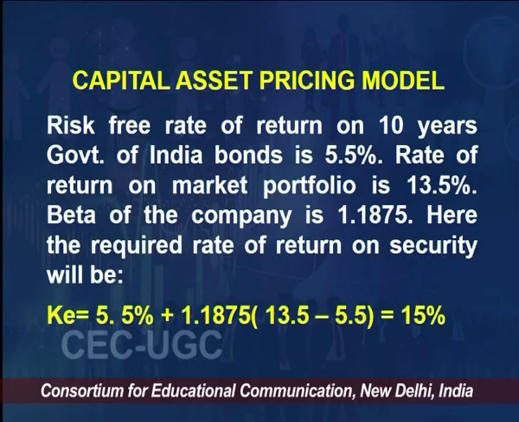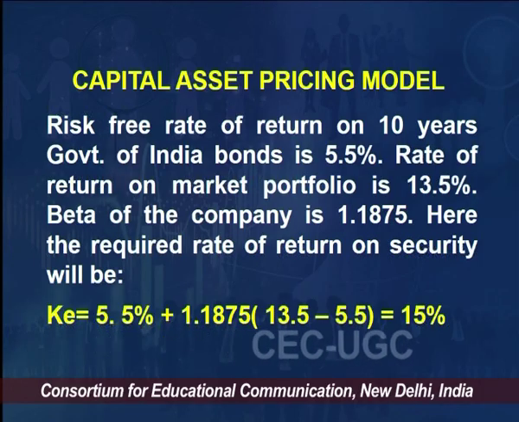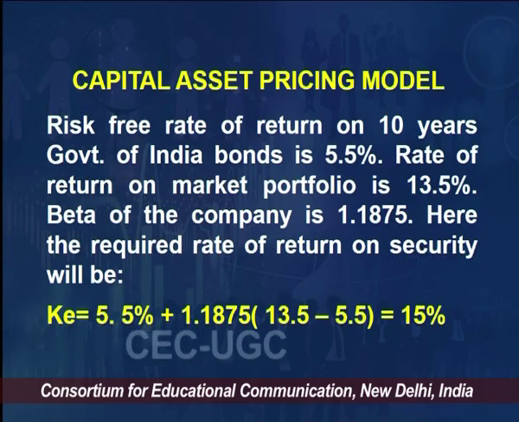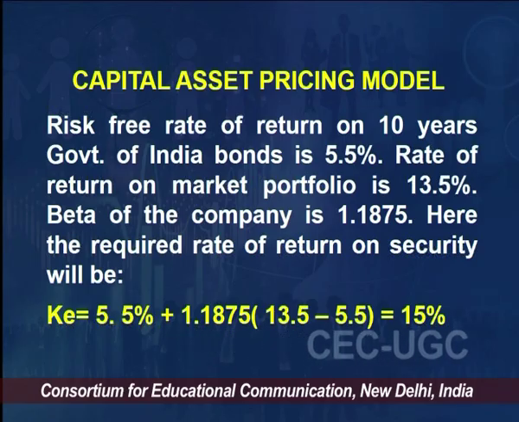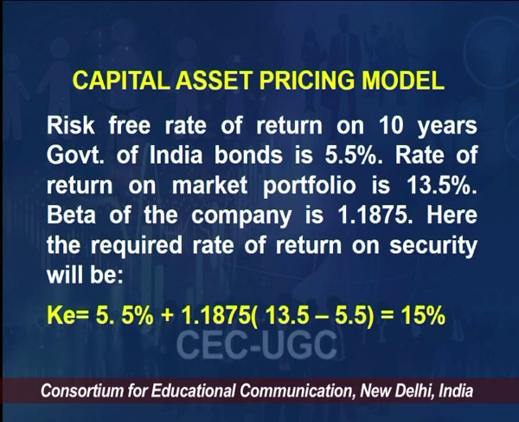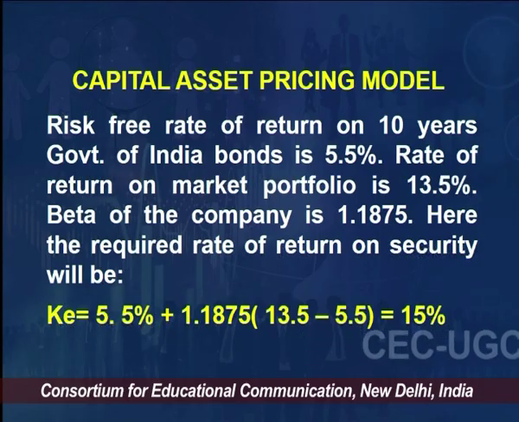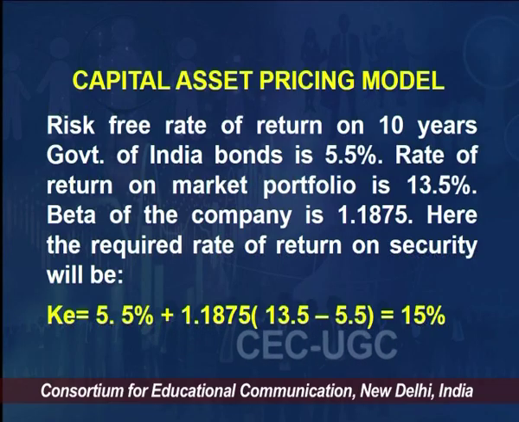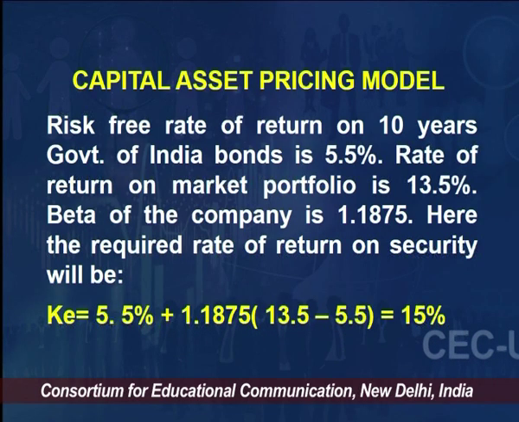So here the required rate of return on security will be calculated by using CAPM. KE is equal to 5.5, which is the risk free return, plus beta into the difference of RM and RF. If you remember the formula, if you noted down the formula. So 1.1875 is the beta as given, and it is multiplied by the difference, which is actually the excess return or premium. So 13.5 is the average return on the market portfolio minus the risk free return, which is 5.5 here. So the answer comes to 15%, right?